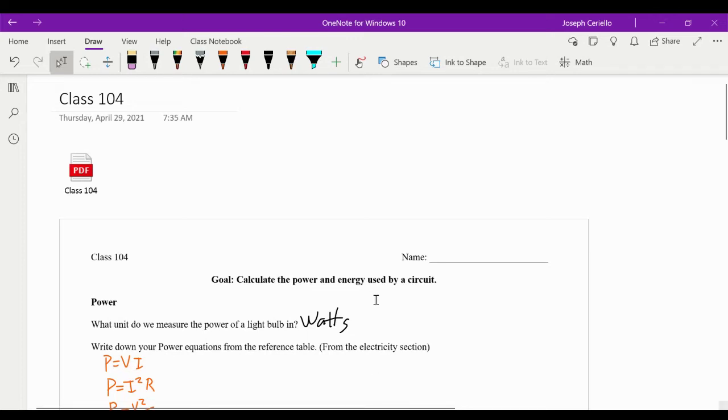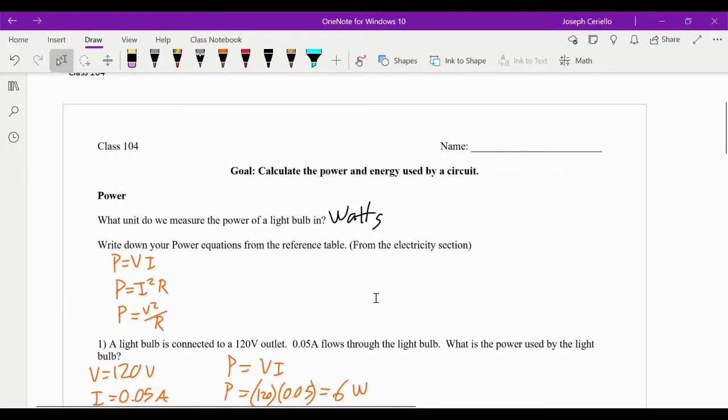Everyone looking at class 104 here. We're doing some power and energy equations for circuits.